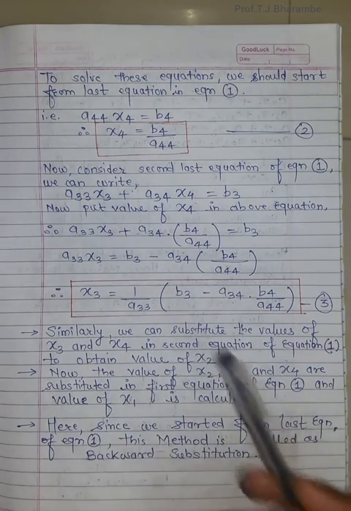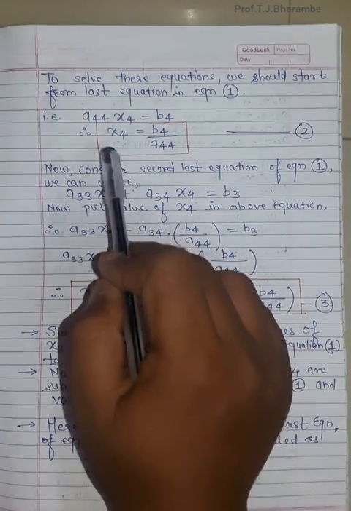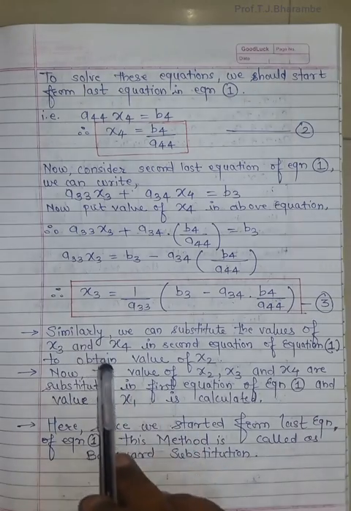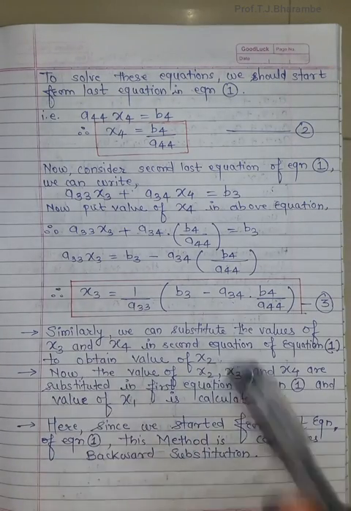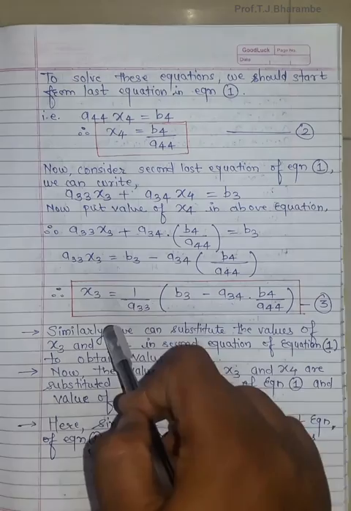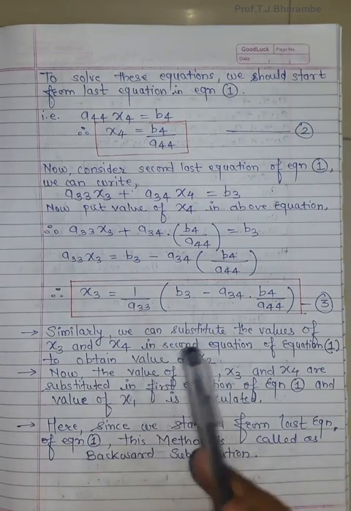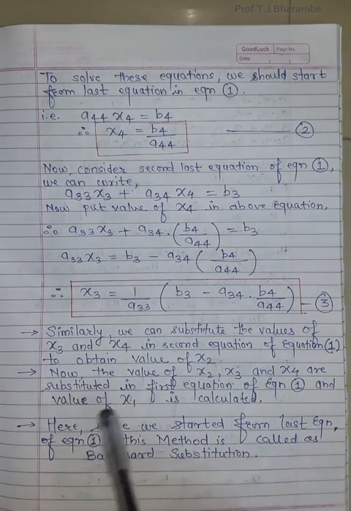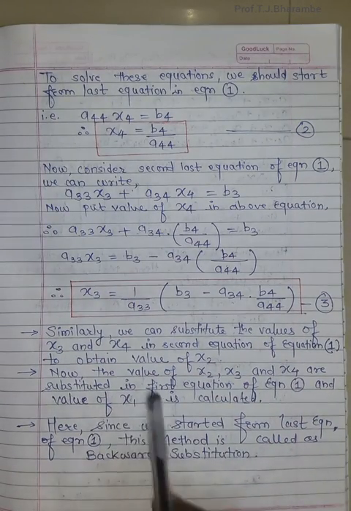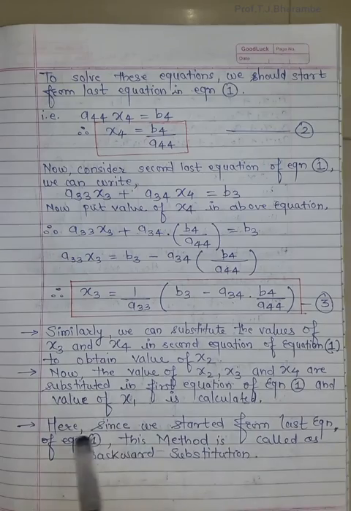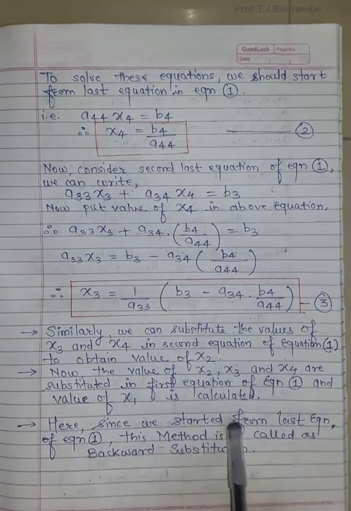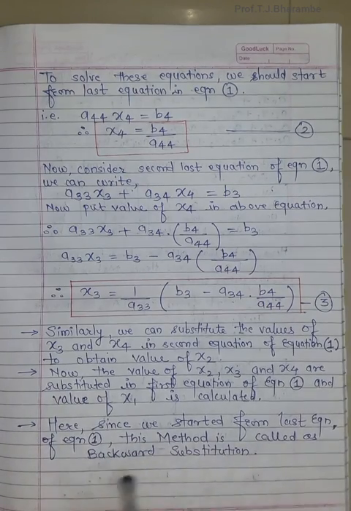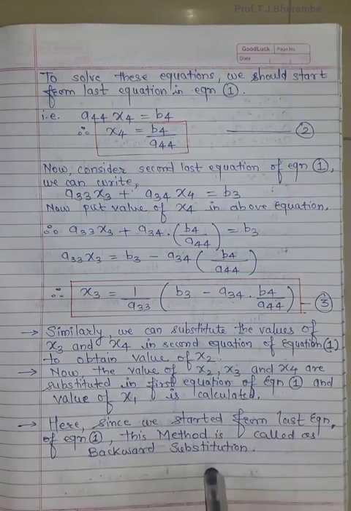We have started from the last term, and by using that we have first found out x4. After that we have found out x3. Similarly, we can find out the value of x2 with the help of this x4 and x3, and with the help of x4, x3, x2, we can easily find out the value of x1. So here, since we started from the last equation of equation number 1 of the given equations, this method is called the backward substitution method.